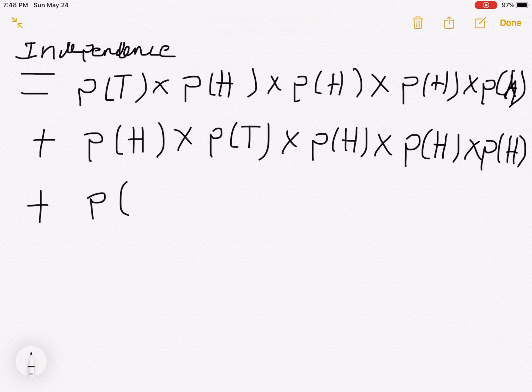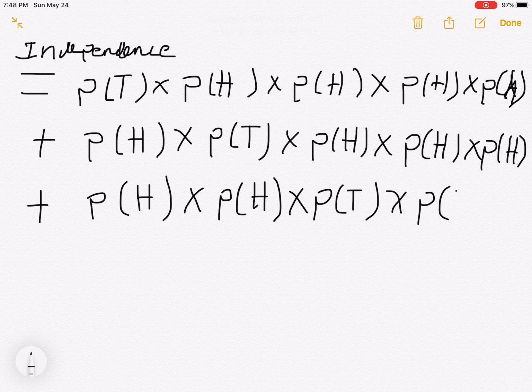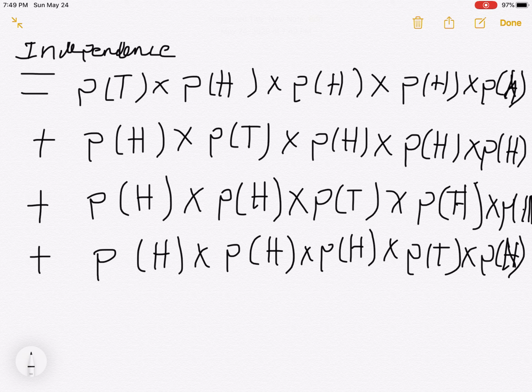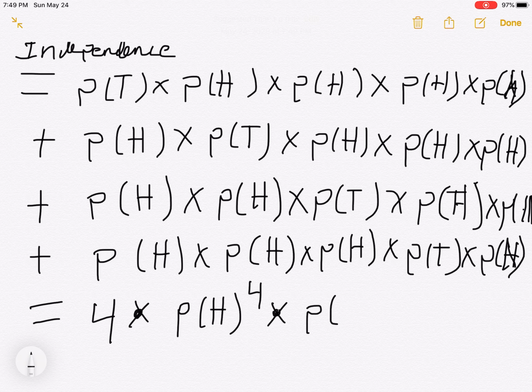Plus probability of heads, times probability of tails, times probability of tails, heads, times probability of heads. Plus probability of heads, times probability of heads, times probability of heads, times probability of tails, times probability of heads. So we can see here that the number of ways that the outcome occurs shows up, because these are all the same identical probabilities. This is going to be 4 times probability of heads to the 4th times probability of tails.